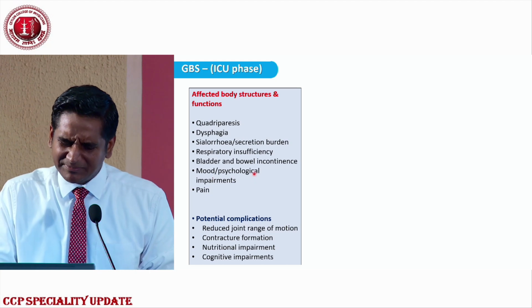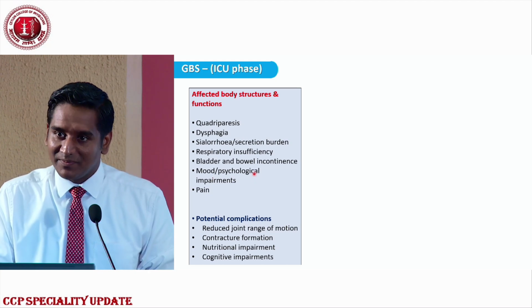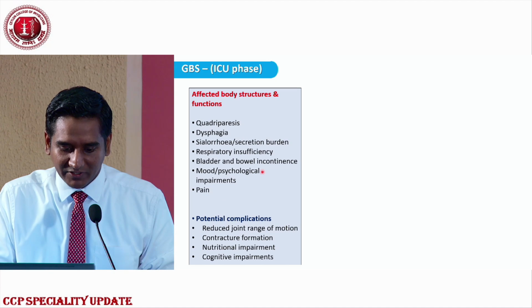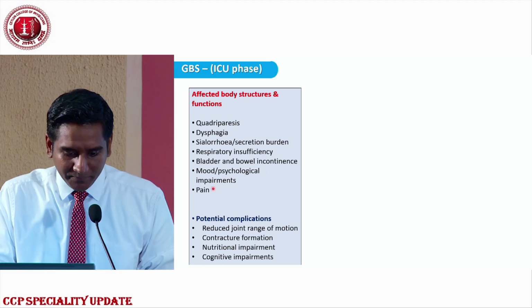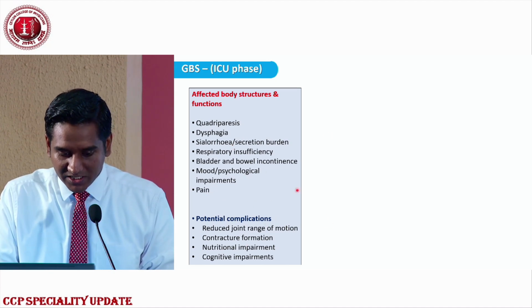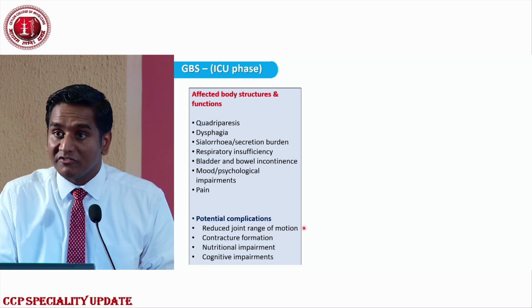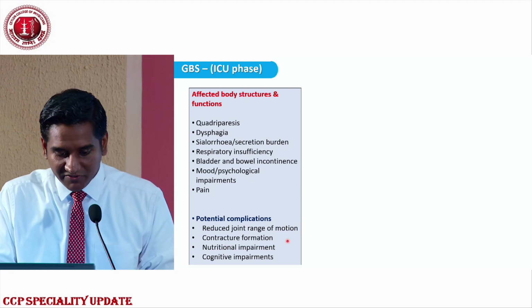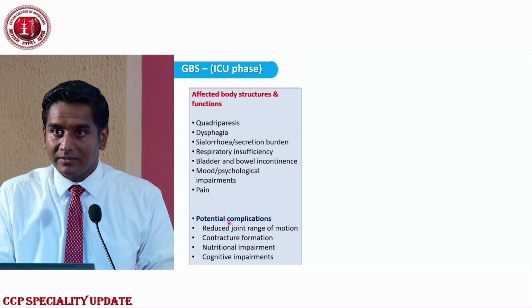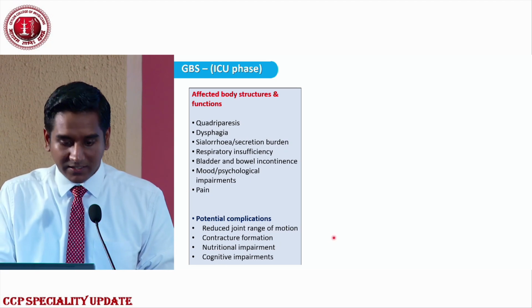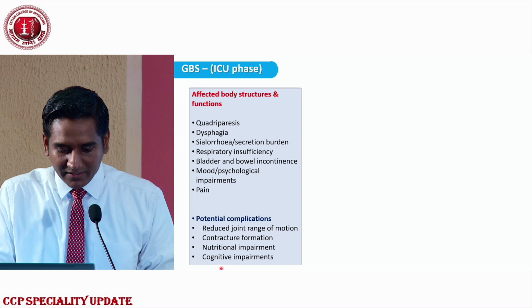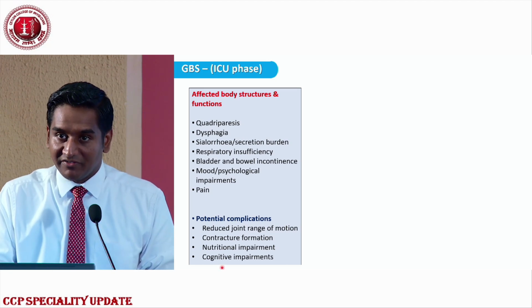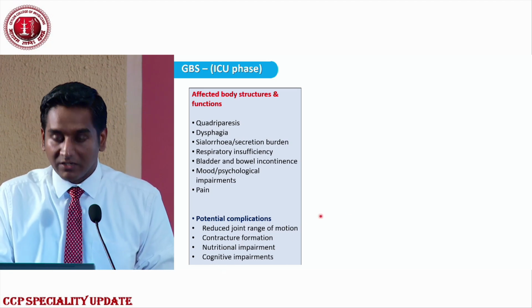Mood and psychological, we can't assess, but most likely he would have had. And then pain. And then potential complications: reduced joint range of motion, contracture formation, nutritional impairment. Mind you, these critically ill patients are catabolic. And on top of that, he has a severe peripheral neuropathy, the GBS, and of course, the cognitive impairment.